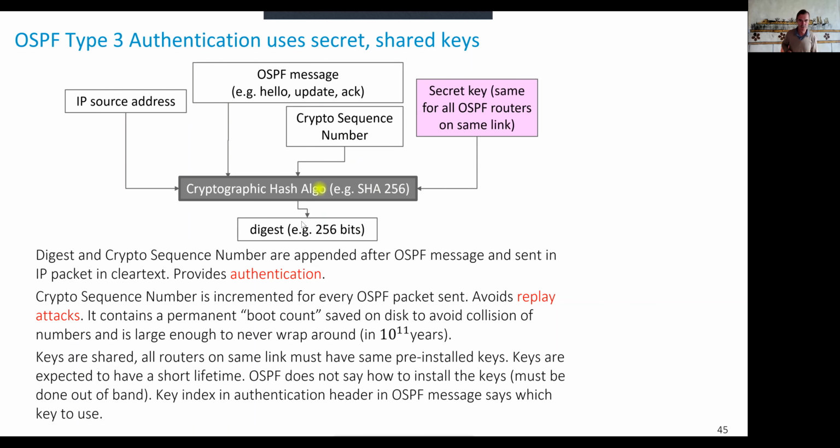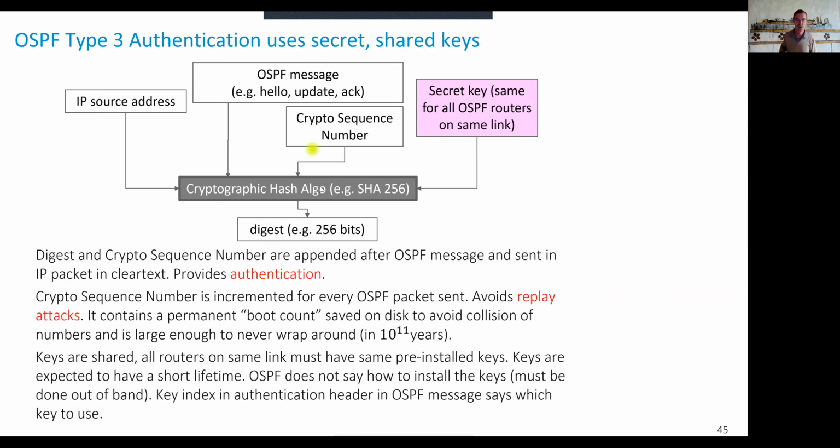Also, this sequence number is meant to be permanent, so it is a very large number, and it contains a boot count saved to disk. So whenever an OSPF process crashes, for example, it will not restart the sequence numbers from zero, because that could be used by an attacker to wait until the sequence number has reached the level at which it was before, to be able to replay an old number. So this is an example that is very interesting and should be used in practically any protocol where we have permanent sequence numbers through this mechanism here.